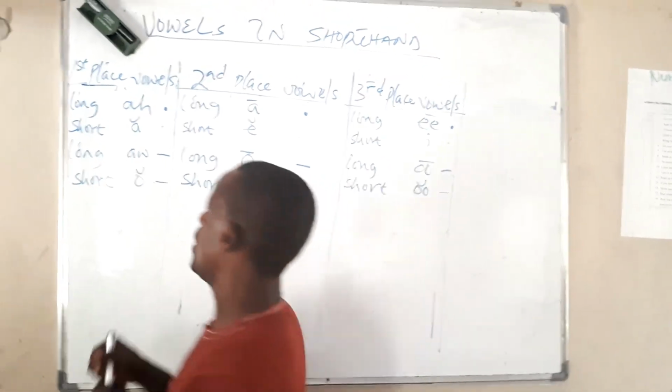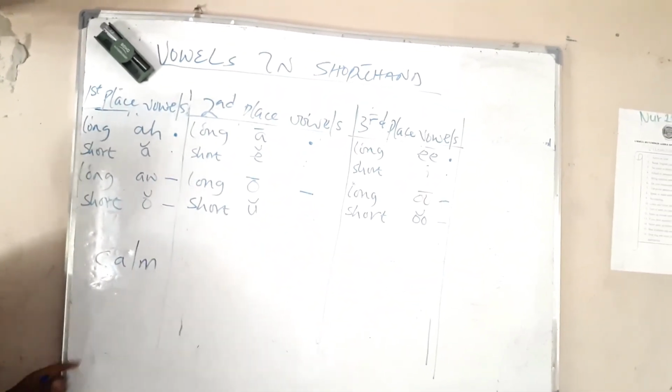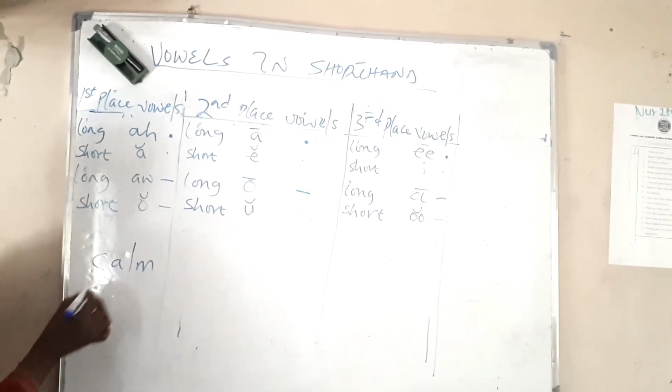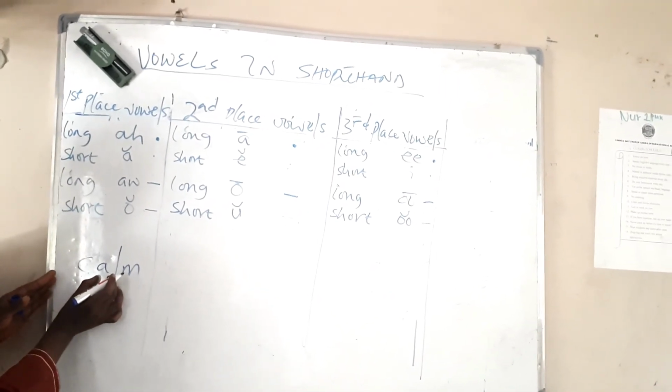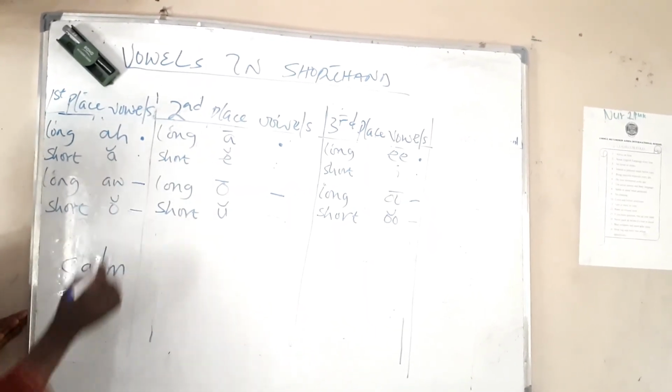Let us give an example for first place vowel, long A. For instance, if I ask you to write "calm" in shorthand, the first vowel in this word is long A, because it's "calm". This is long A, calm.